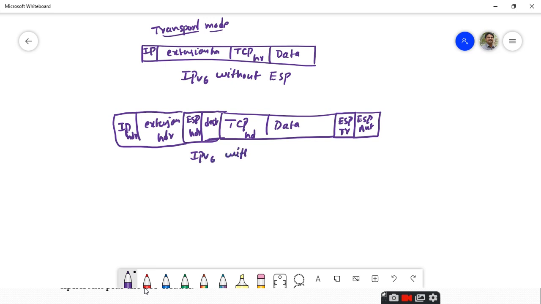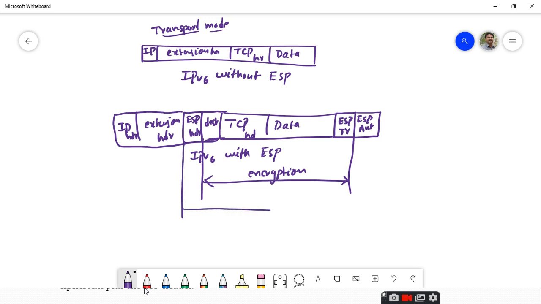IPv6 with ESP, and we know very well that the encryption always starts after the ESP header, that means from here to the ESP trailer. So, this is the encryption part. And if you want to authenticate, you need to add the ESP header also, from here to here, that is it.